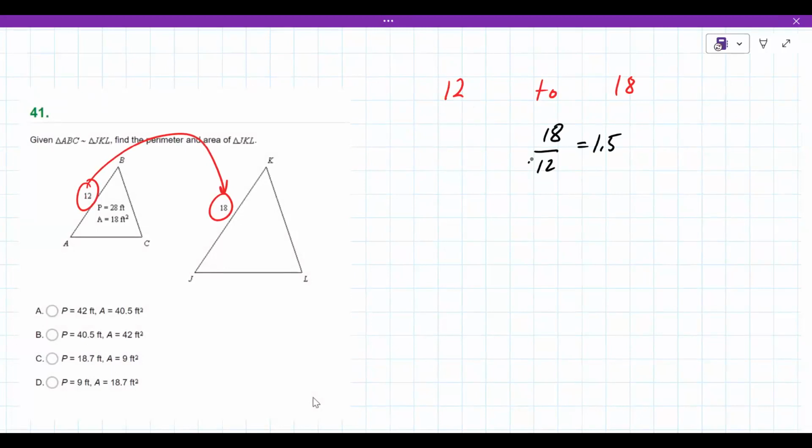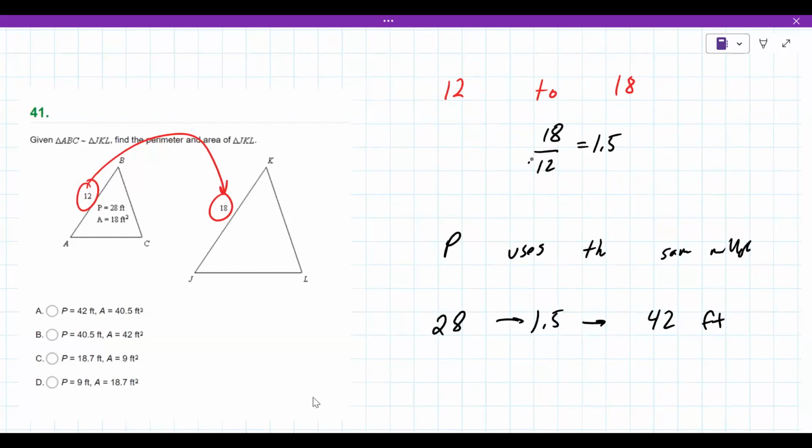Is that okay? Yeah. All right. Now the perimeter uses the same multiplier. So if we know the perimeter of the first is 28, we can use that multiplier to get the perimeter of the new one. All right, so we do 28 times 1.5 gives me 42. So 42 would be the perimeter.